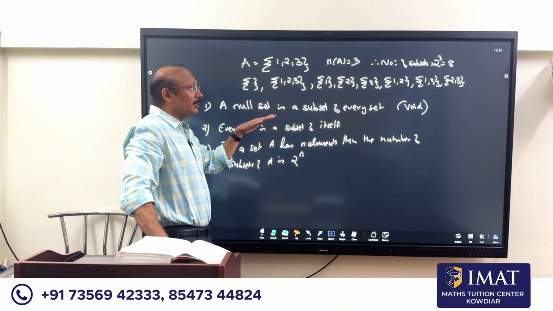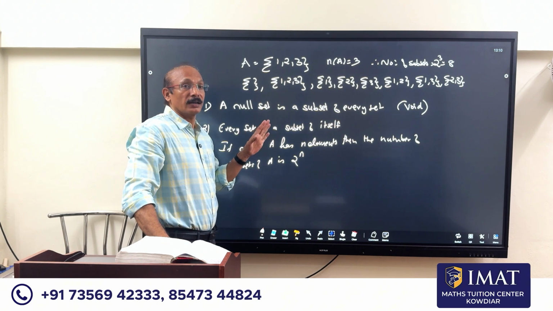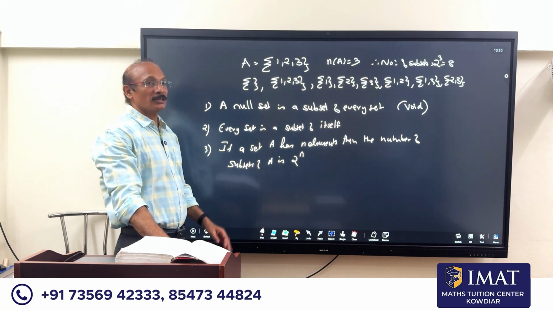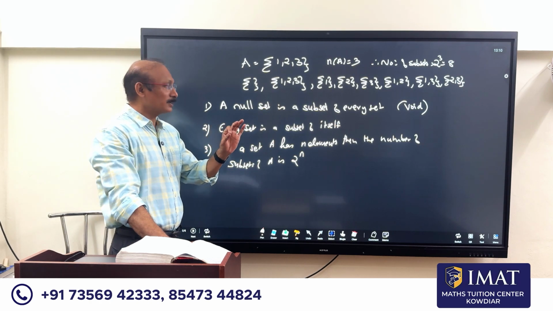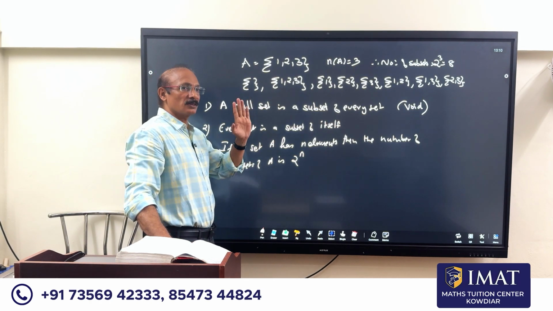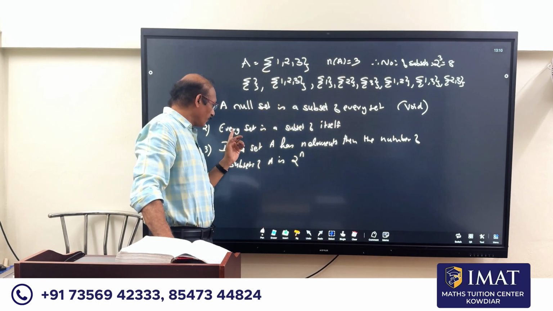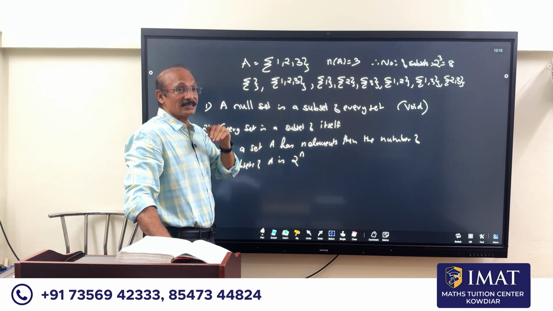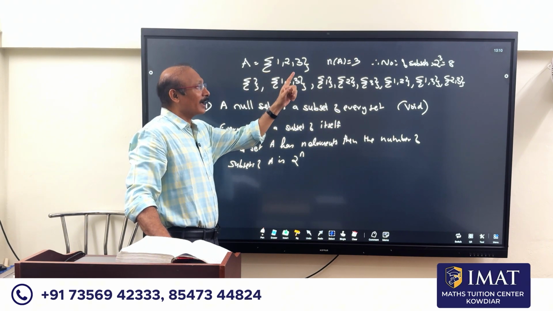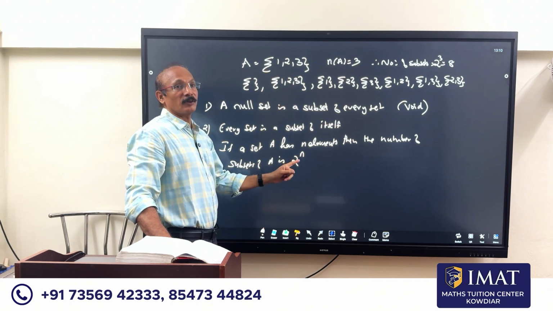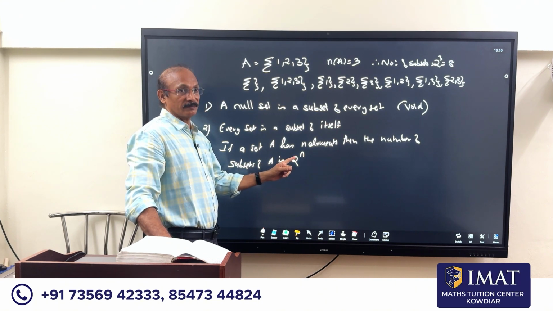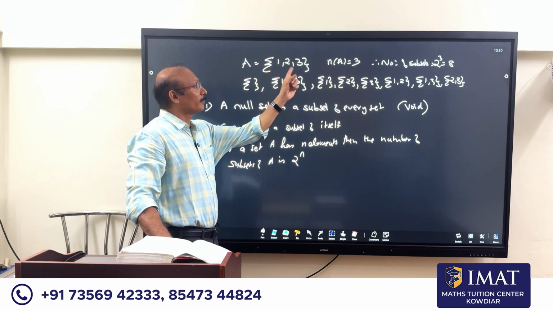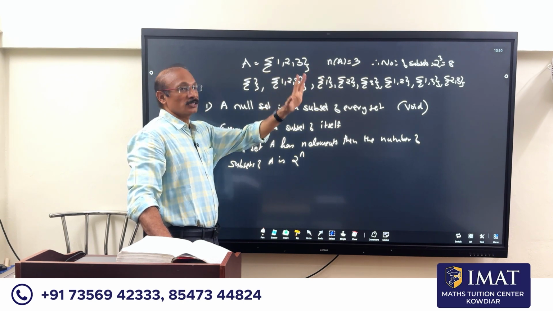So these are the 3 important points or properties connected with subsets. Hope this point is clear to you. What are the major properties connected with subsets? A null set is a subset of every set. Every set is a subset of itself. And how many subsets can a set have? If a set A has n elements, the number of subsets will be 2 raised to n. Clear? So for this set, the number of subsets will be 2 raised to 3, which is equal to 8.